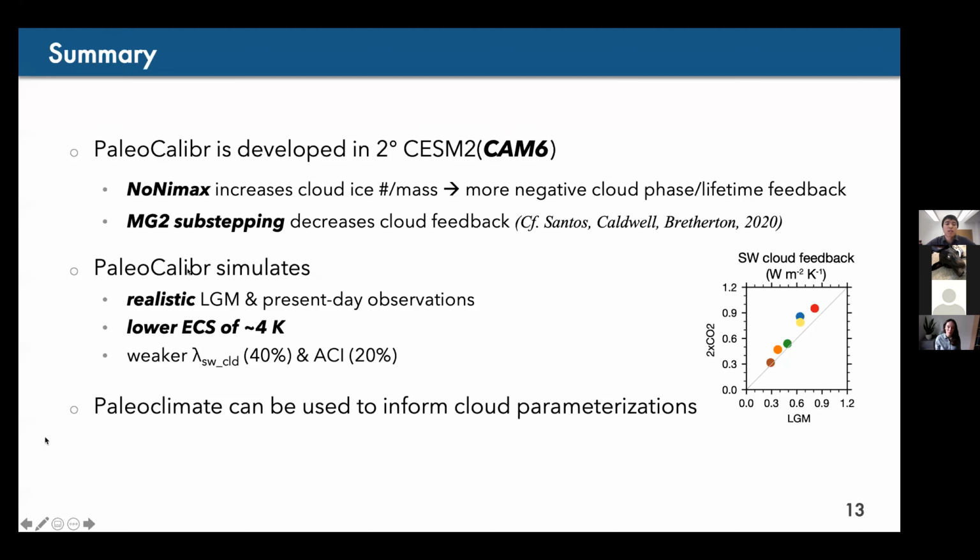So the paleo-calibrated configuration simulates a realistic LGM and present-day observations, has a lower ECS of 4K, and we have weaker shortwave cloud feedback and aerosol cloud interaction. Hopefully, this is an example to show you that paleoclimate can be used to inform cloud parameterizations. I think the physical foundation here is the nice correspondence in the shortwave cloud feedback in the paleoclimate simulation and the present-day based climate simulations. So there will always be this small state dependence, but you say that it's always smaller than the intermodel differences.